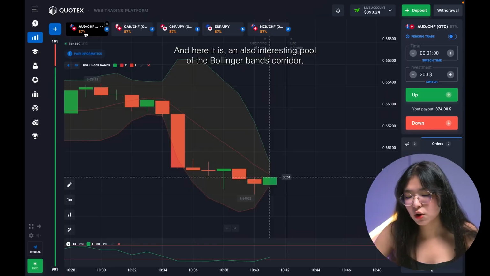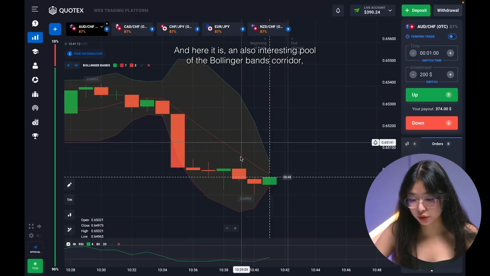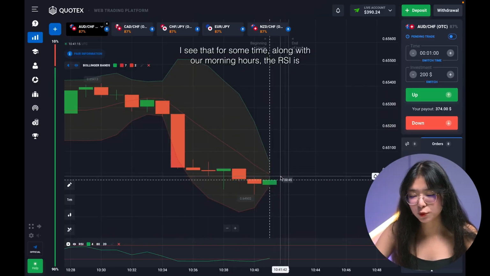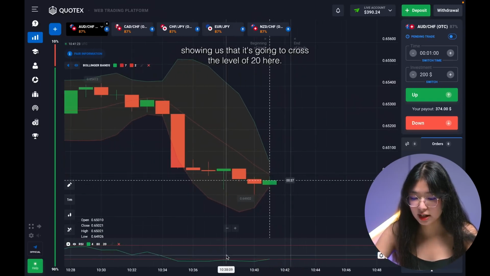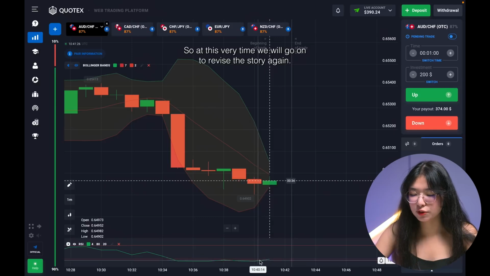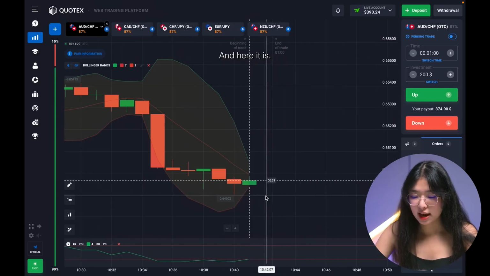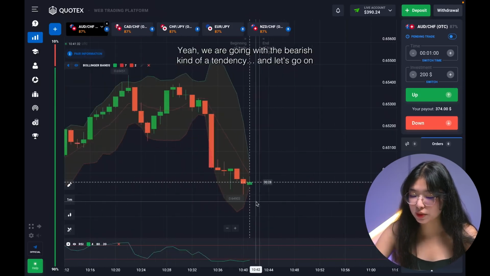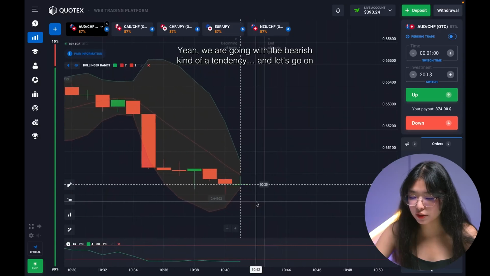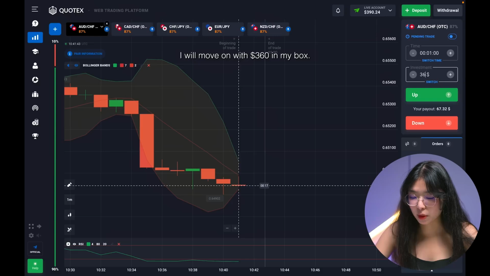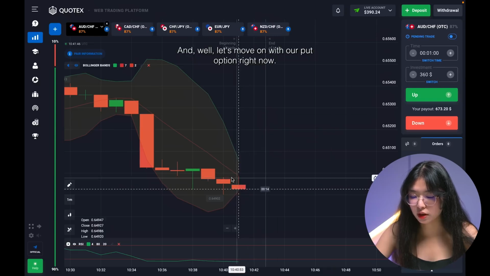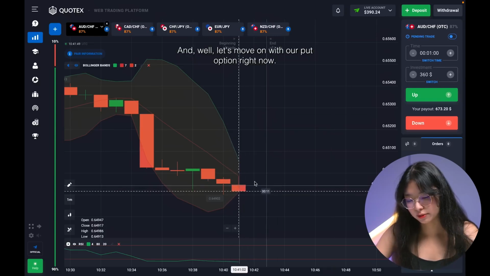Here is another interesting Bollinger Bands corridor that we'll go on working with. I see that for some time, along with our morning hours, the RSI is showing us that it's going to cross the level of 20 here. So this time I'll go and revise the story again. And here it is. We're going with a bearish tendency, and let's go to our investment box. I'll move on with $360 in my box, and let's move on with our put option right now.